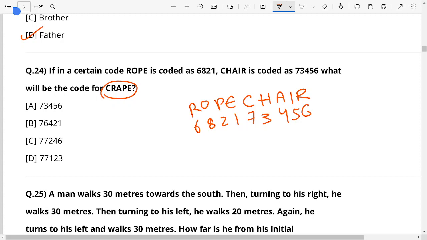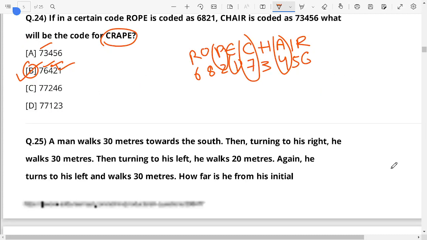C, 7 we have. R, 6 we have. Then take A. Where is A? We have 4 here. Next, P, we have 2 here. Then E, we have 1 here. So the right answer will be option D. 76421 is the right code for crepe. Right? Next question.